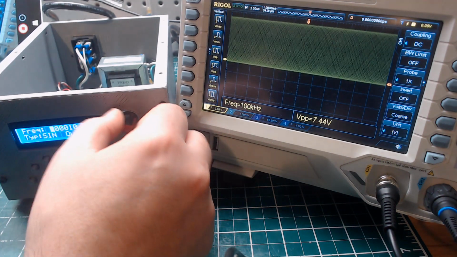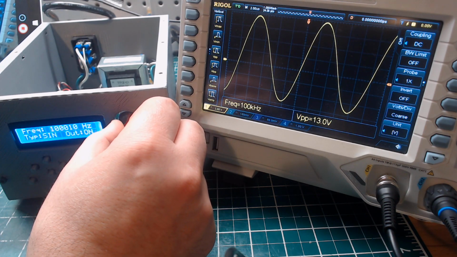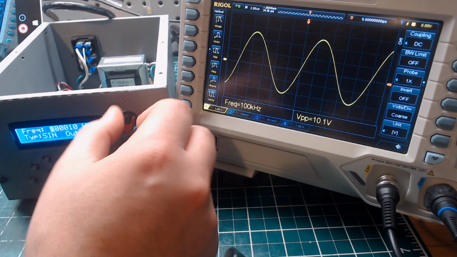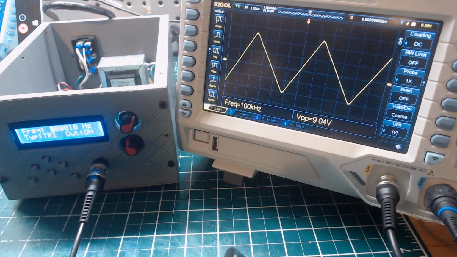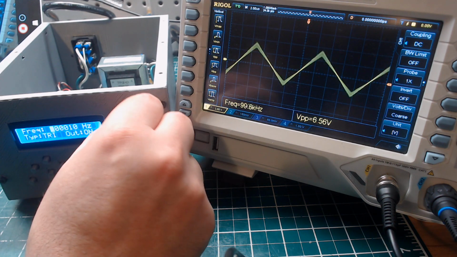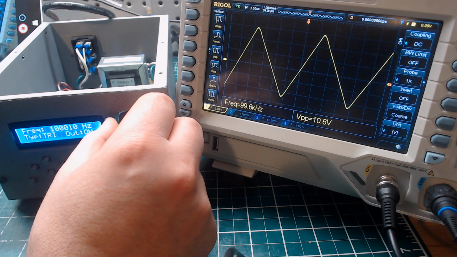Then we go to sine wave. It goes above plus minus 5. And then triangle wave, from 0 to plus minus 5, a lot more than plus minus 5.